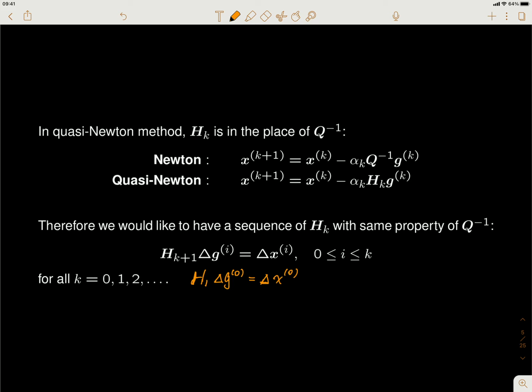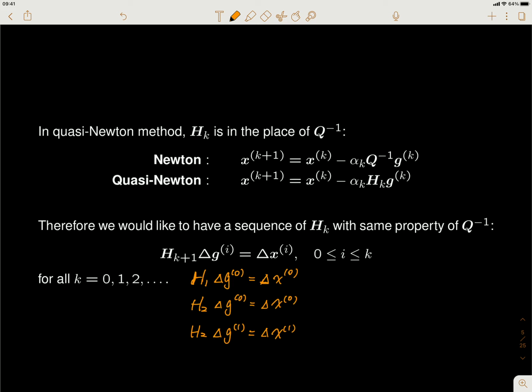Okay, and for H2, it does not only satisfy that delta G0 equals delta x0, but also satisfies delta G1 equals delta x1. That's my requirement for H2. So it actually needs to satisfy two of those equations. And then for H3, it needs to satisfy all of them.